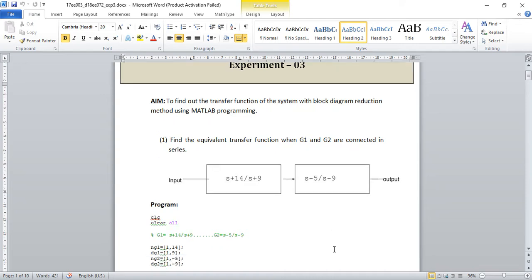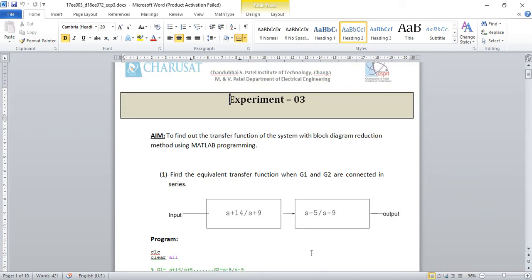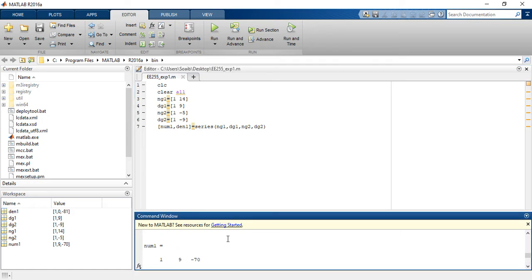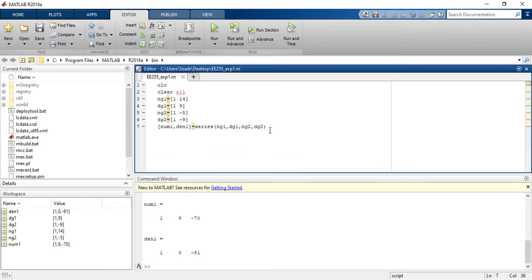We have two blocks, G1 and G2, so I will have this configuration. Now I am running this part. If I run this, it will give these values: the numerator of G1 and the denominator of G. These are nothing but the series connection. If you make a series connection, that means a multiplication, so it will be like this.